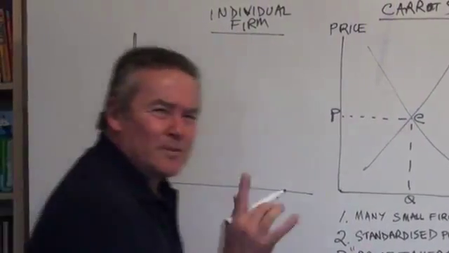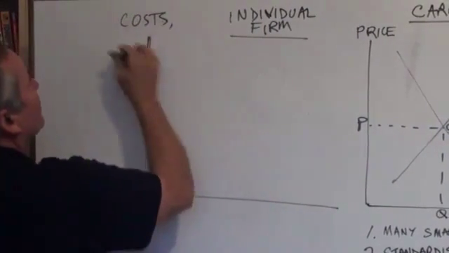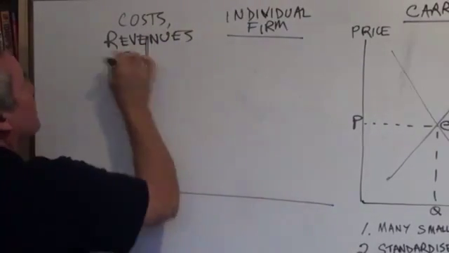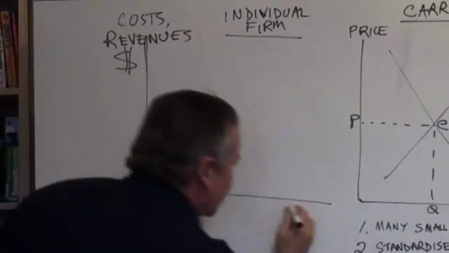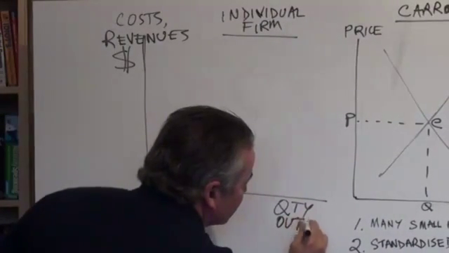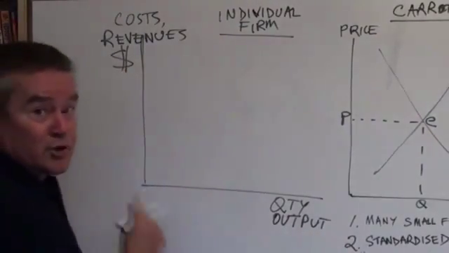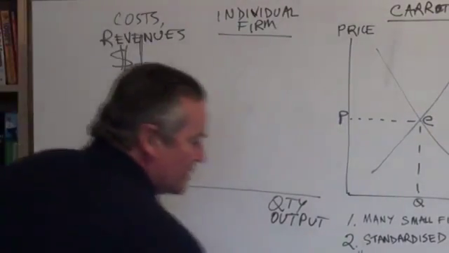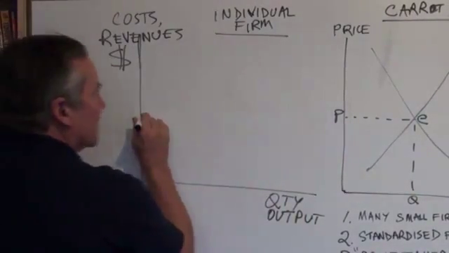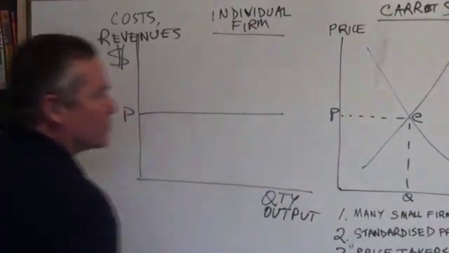So if a firm is a price taker, and we're looking at costs and revenues in monetary units, and what it's costing us to produce certain levels of output and what revenues we're going to derive from producing a certain level of output, if a firm is a price taker, they take this price. That is the price that is set by the market conditions of supply and demand.